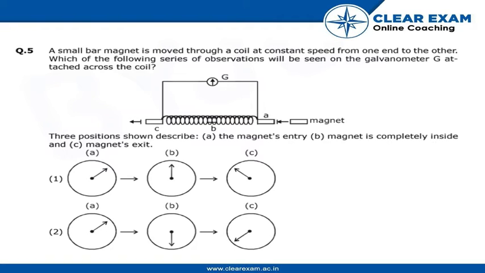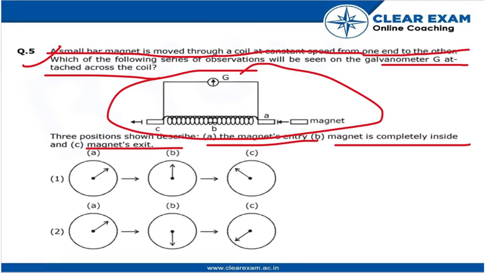The question reads: a small bar magnet is moved through a coil at a constant speed from one end to the other. Which of the following series of observations will be seen on the galvanometer G attached across the coil? In the figure we can see the coil, the galvanometer attached above the coil, and a magnet pushed in from one end and pulled out from the other end.